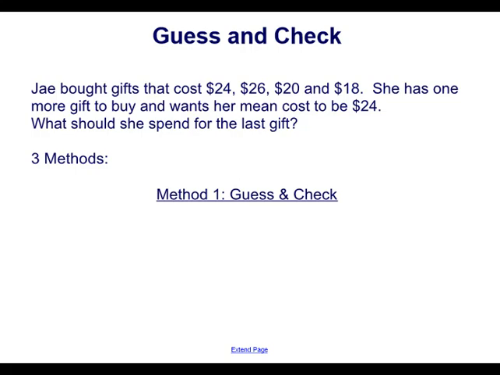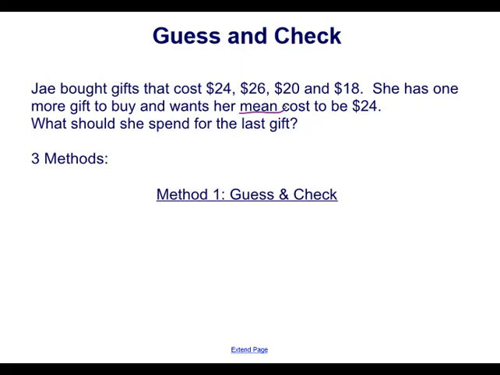So here is an example of a problem where we want to find the measure of central tendency, but we don't have all the information. We need to use the way we find the measures of central tendency to help us answer and find a missing value. So the example we're going to use is that Jay bought gifts that cost $24, $26, $20, and $18. She has one more gift to buy and wants her mean cost to be $24. What should she spend for the last gift?